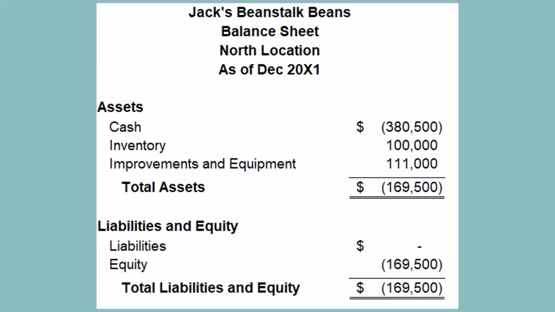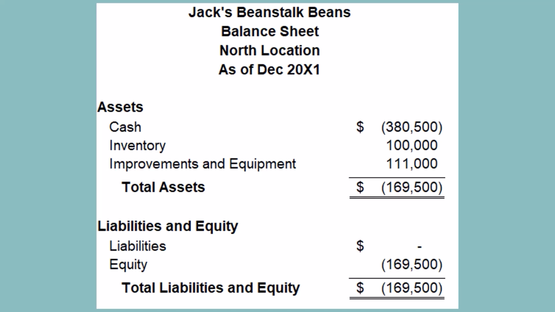Cash on the balance sheet ends at negative $380,500. I pointed out that this new location consumed $452,500 of cash. Why isn't that the cash balance? This is a balance sheet for just the new location. The remaining negative cash and equity will flow onto the balance sheets of the existing locations.